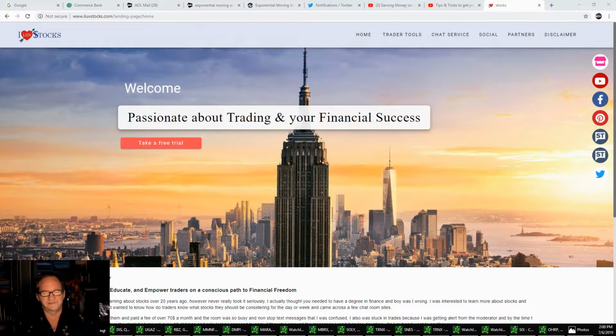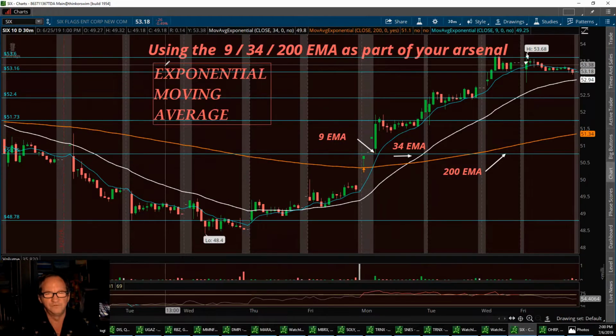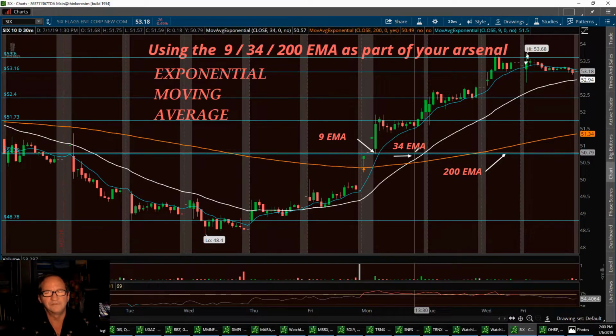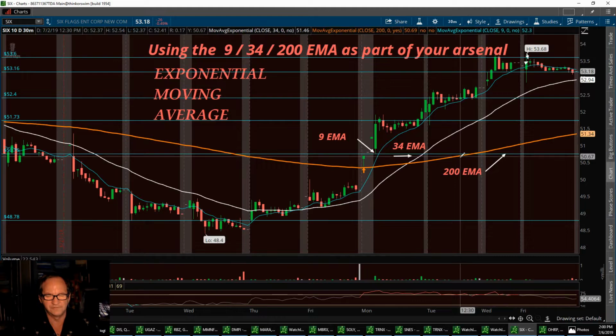In today's lesson, we're going to talk about the EMAs and how I use them for day trading, swing trading, and maybe in options. I use the 9, the 34, and I also use the 200. So this is a diagram of the moving averages. The 9 EMA is going to be the blue one, the 34 is going to be the white one, and the 200 is going to be the orange.